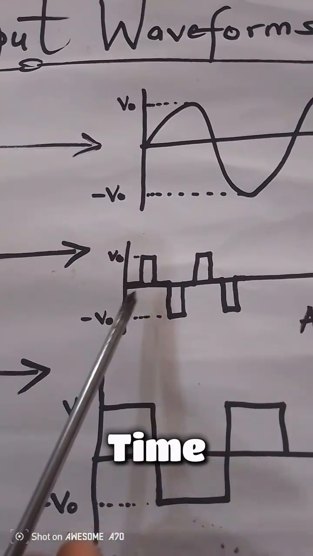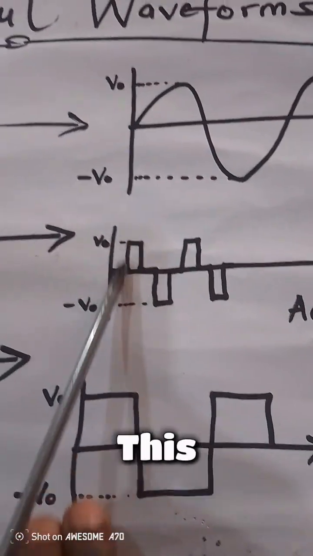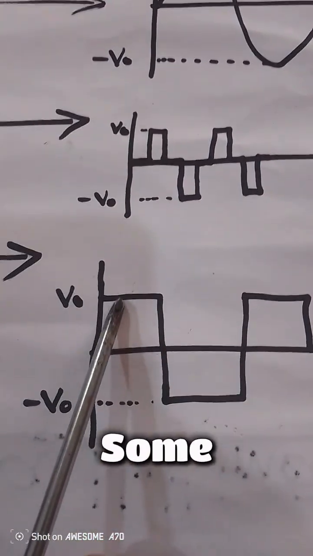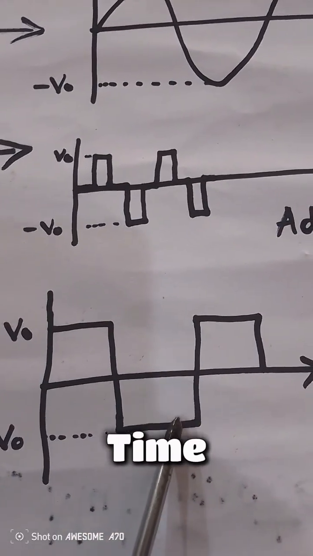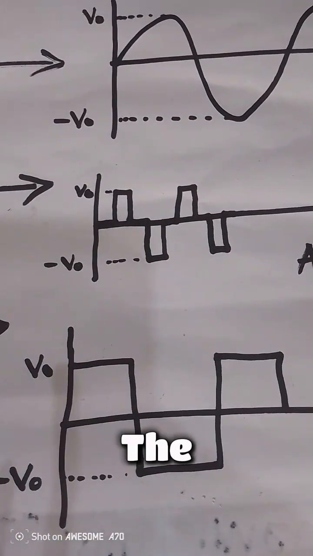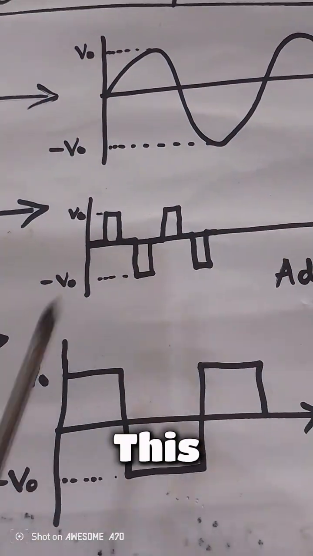Now that dead time creates this clipping you can see here. You can see some part of this signal has been clipped off. That's what the dead time does, and it reduces the noise content in this output.